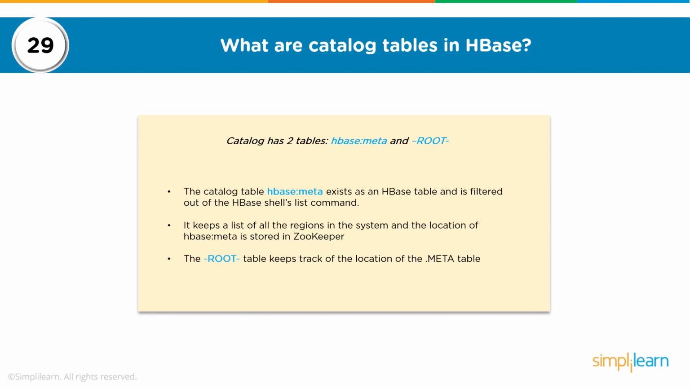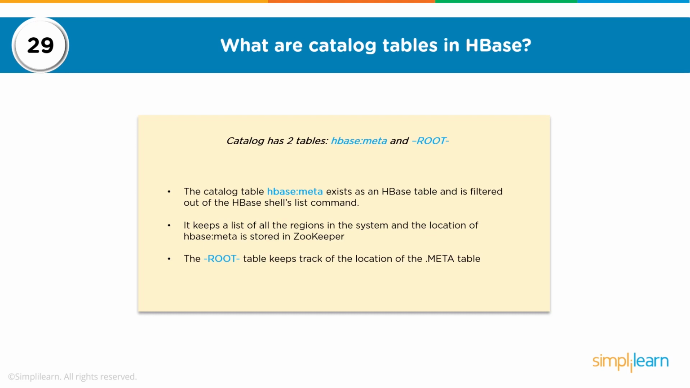The catalog table HBase meta exists as an HBase table and is filtered out of HBase shell's list command. So if I give a list command on HBase, it would list all the tables which HBase contains, but not the meta table. It's an internal table. This meta table keeps a list of all regions in the system, and the location of HBase meta is stored in Zookeeper.